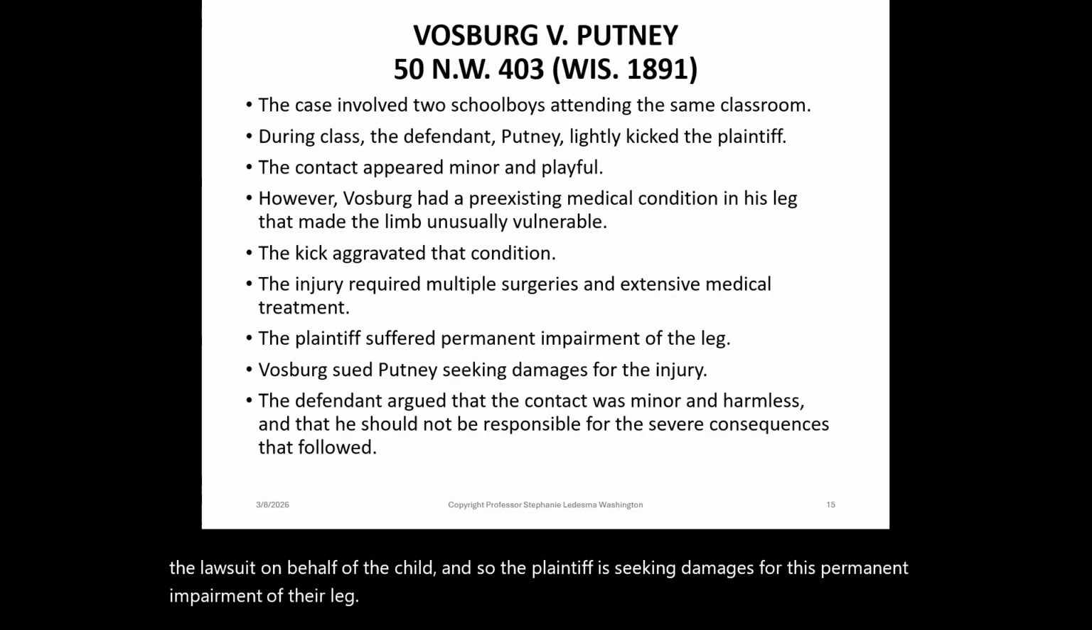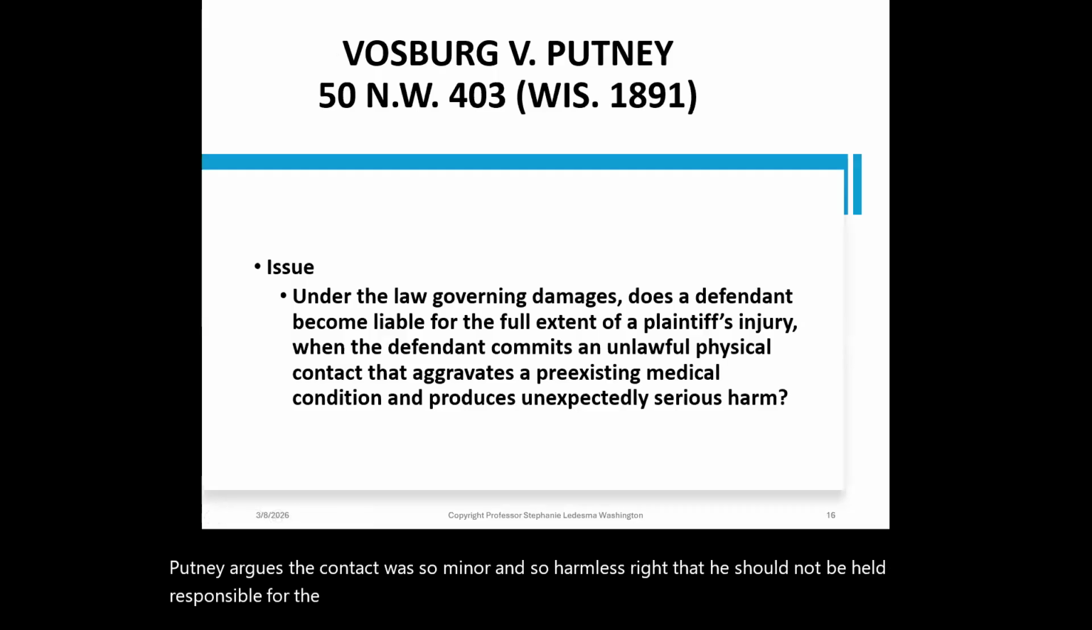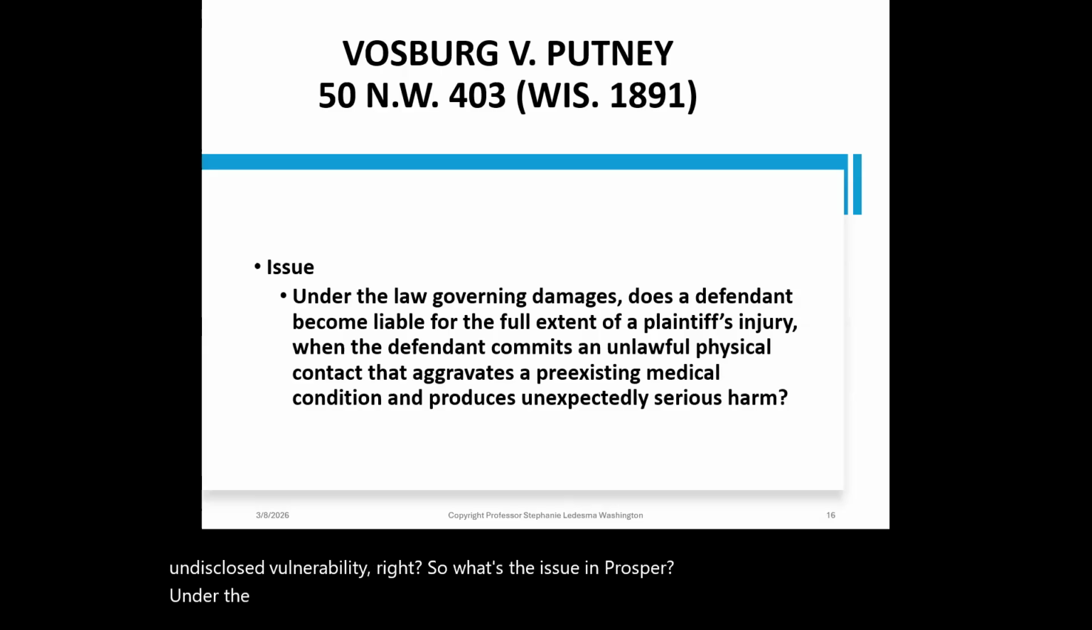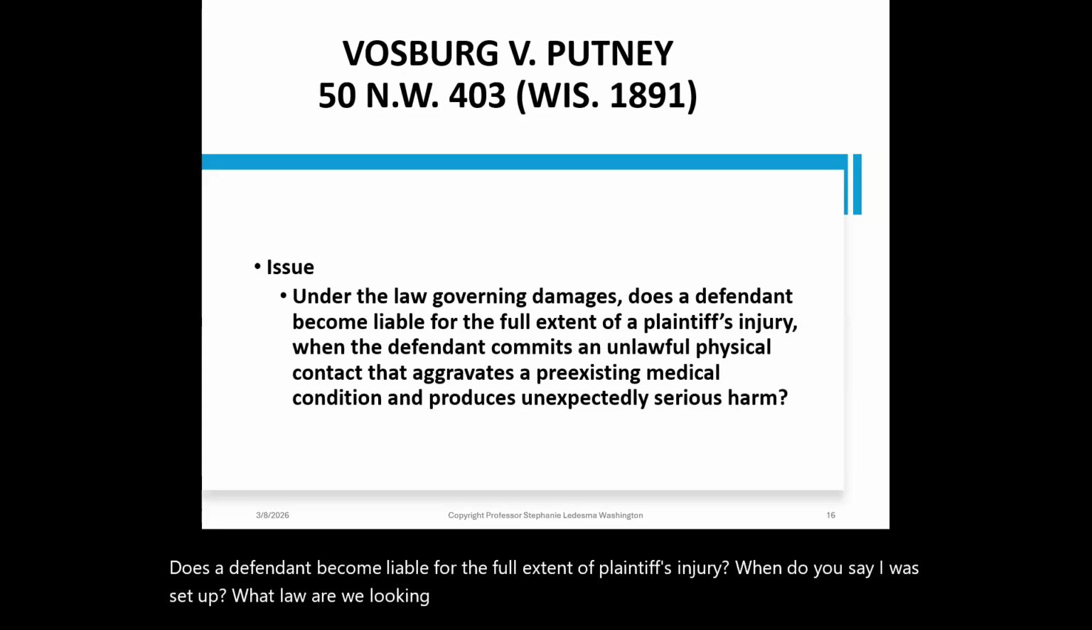Putney argues the contact was so minor and so harmless, right, that he should not be held responsible for the severe consequences that followed. He had no way of knowing about this undisclosed vulnerability, right? So what's the issue in Vosburgh? Under the law governing damages, does a defendant become liable for the full extent of plaintiff's injury when? Do you see how it's set up? What law are we looking at? Damages. What question do you want me to answer?